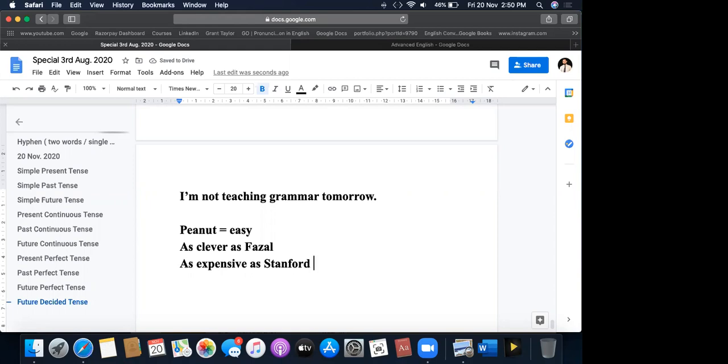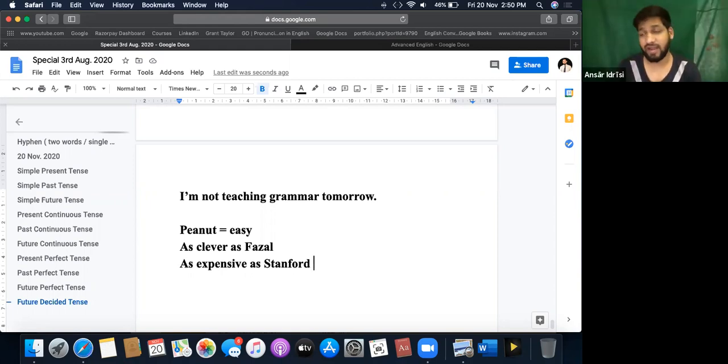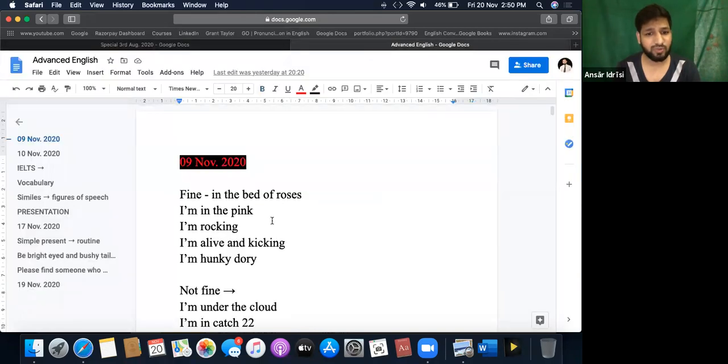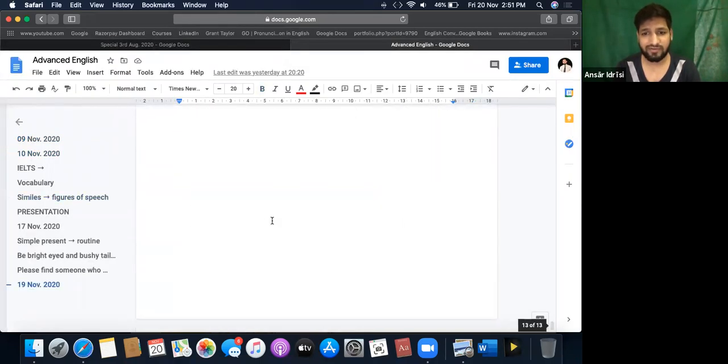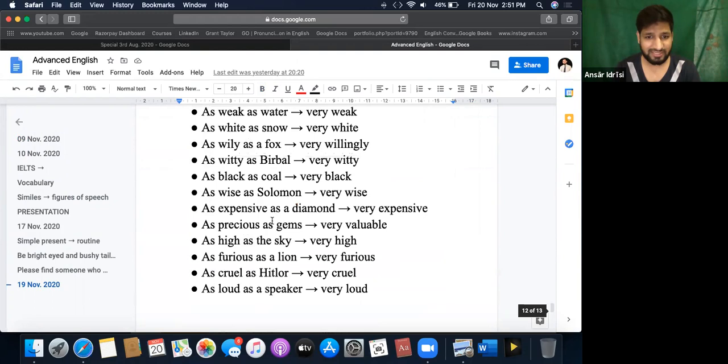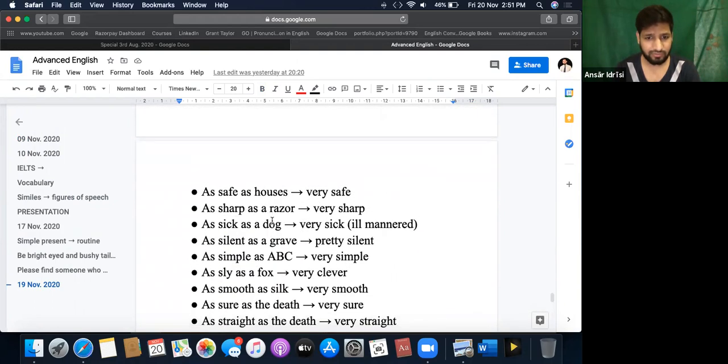They were asking me the education as expensive as Stanford. मैं बोल सकता हूँ. और ये मैंने किसके मुंह से सुना है पता है? स्टीव जॉब्स के मुंह से सुना है मैंने, in a speech. उसके एक speech में सुना है. ये देखो. Yesterday I was just teaching them similes. कितने सारे similes मैंने उनको कल पढ़ाया हूँ.